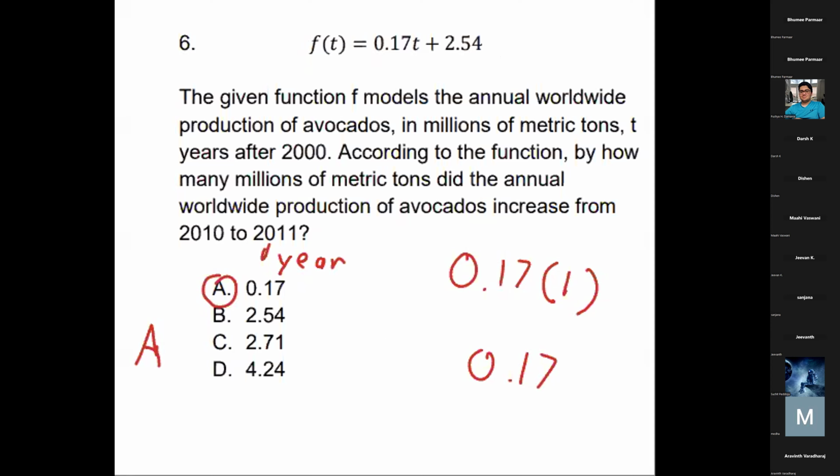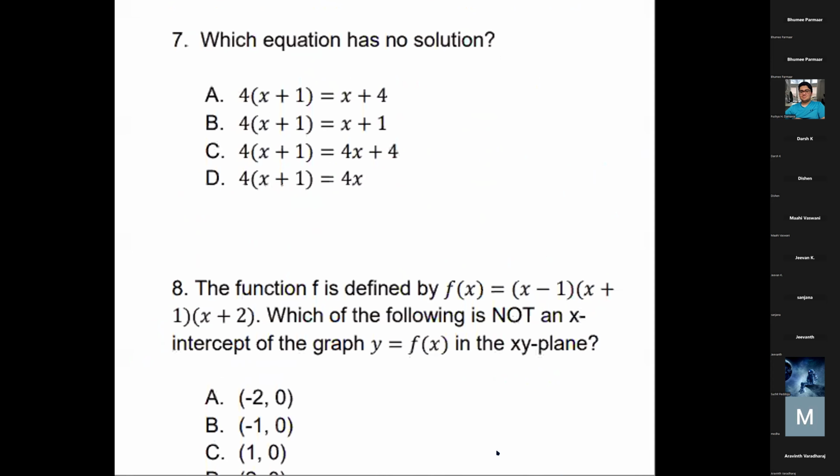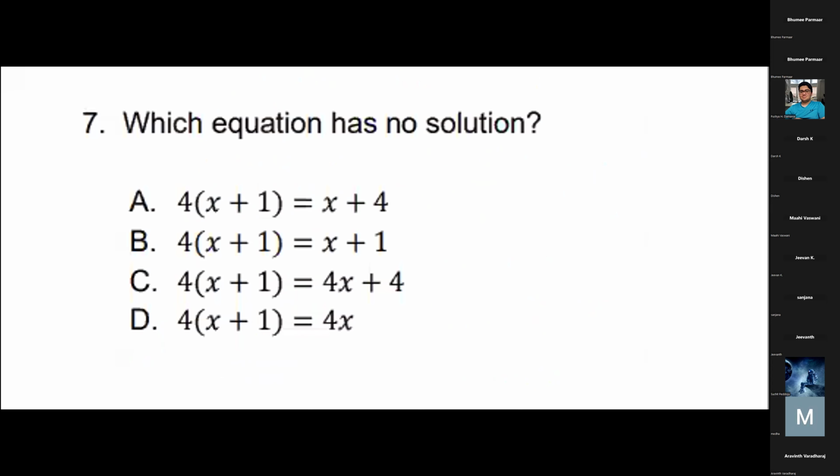All right, question 7. Shay, you need to explain number 6 again. There's someone who's asking about it.